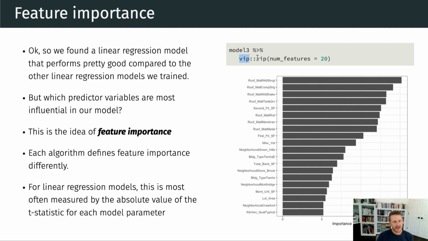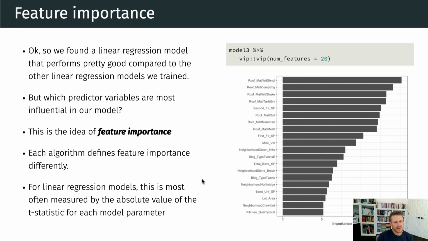And so in this case, what we can do is use a package called VIP to easily extract and then plot the number of predictors that we want to show. And what this package will do is, depending on the type of model you supply it, in this case a linear regression model, look at the common way that we measure variable importance for that given type of model, and use that to plot the most influential variables down to the least influential.